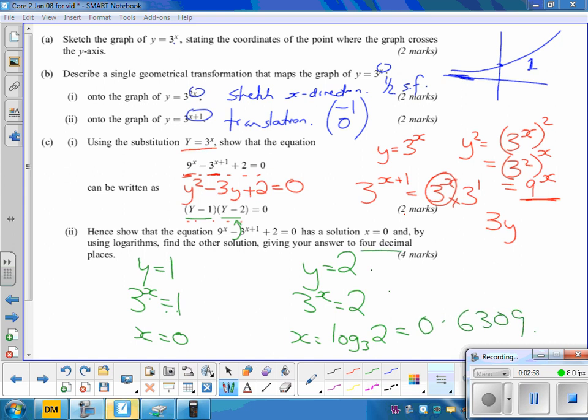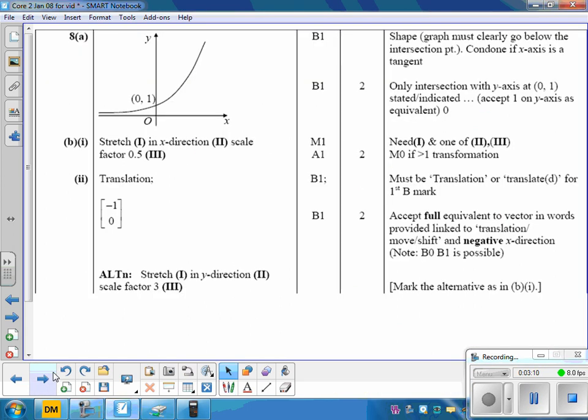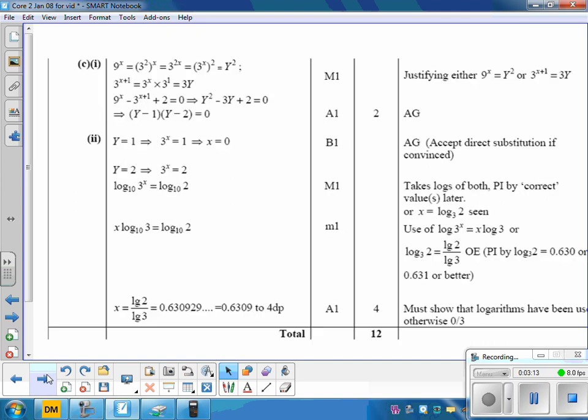Now this bit here actually gets us 4 marks. That difficult bit there was only 2 marks, and that bookwork bit here was 6 marks. You could have got 10 out of 12 reasonably quickly. Answers here, there's the sketch, and here's the second bit there. And there's our answer, 0.6309.